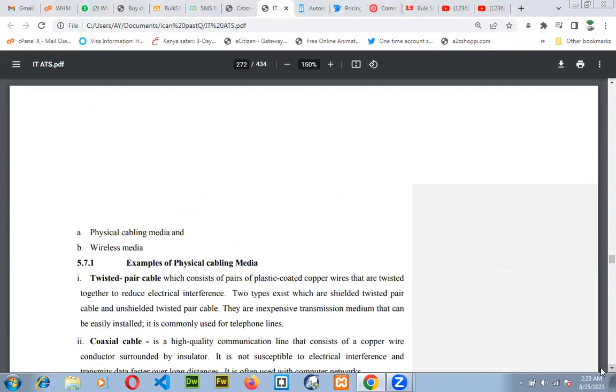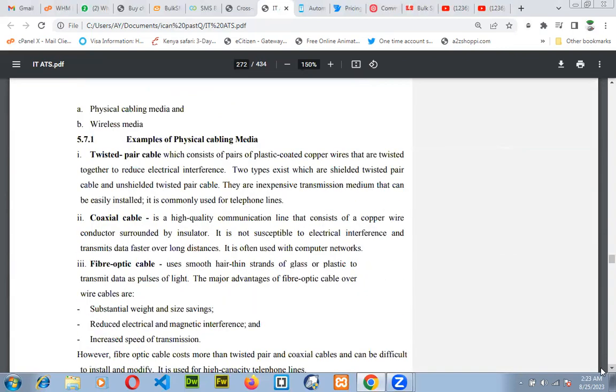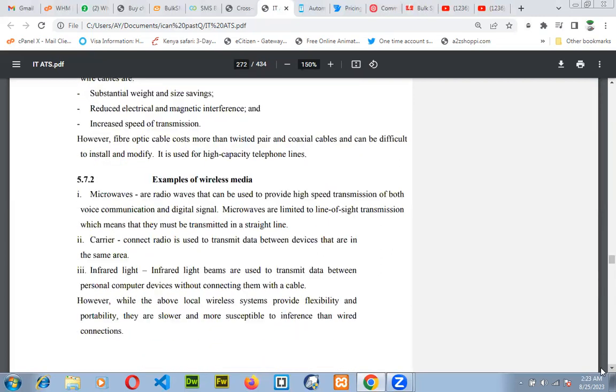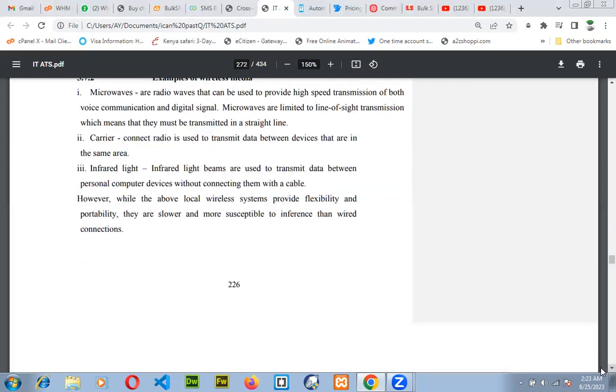Examples of physical cabling: we have twisted pair cabling, coaxial cable, fiber optic cable. Examples of wireless media: microwave, carrier, infrared.